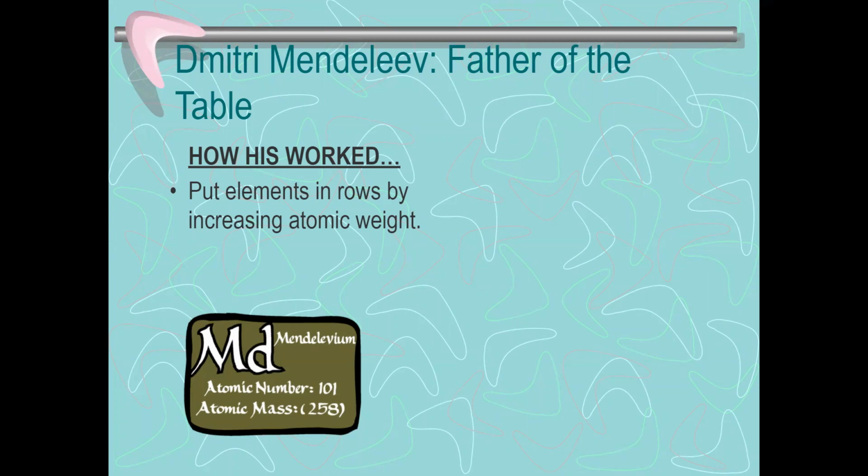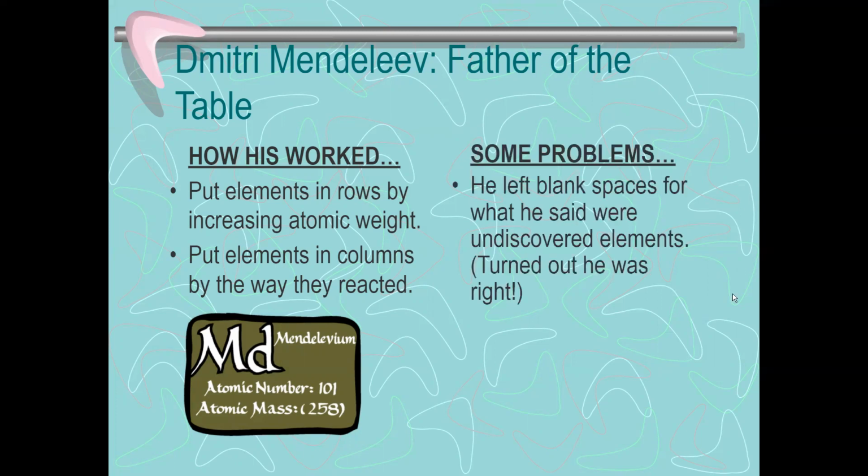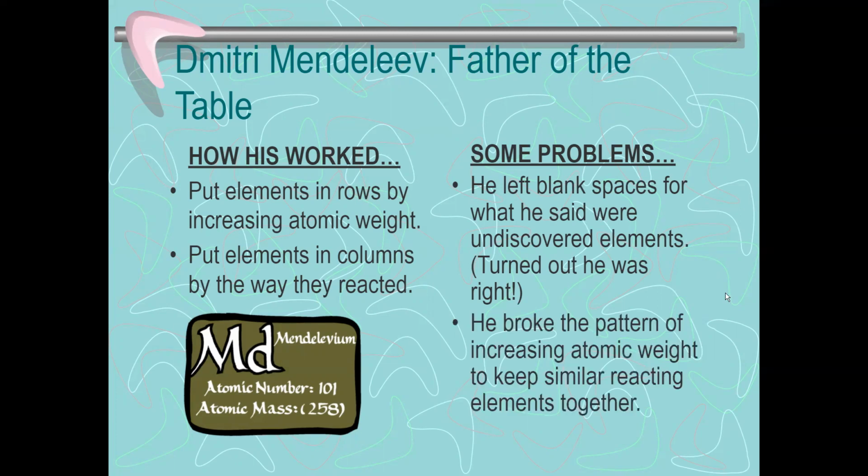Increasing atomic weight, or increasing atomic mass, is how he worked with the periodic table. And then he put elements in columns, which eventually became groups, that reacted in a similar way, like Jenna said. There were problems with some of the things after he created his periodic table. He actually left blanks in his periodic table for where he thought undiscovered elements would eventually be discovered. And from the video, you found out that he was right about that.